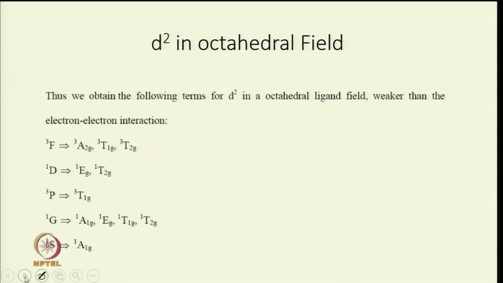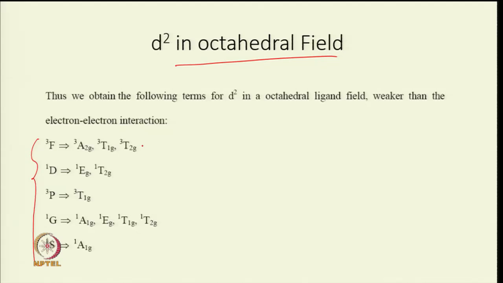Now, once we know that, it is quite easy to understand the spectra of transition metal complexes. So, first we will discuss what happens when a metal with D2 configuration is in an octahedral field. D2 configuration has these 5 terms, that is what we discussed.